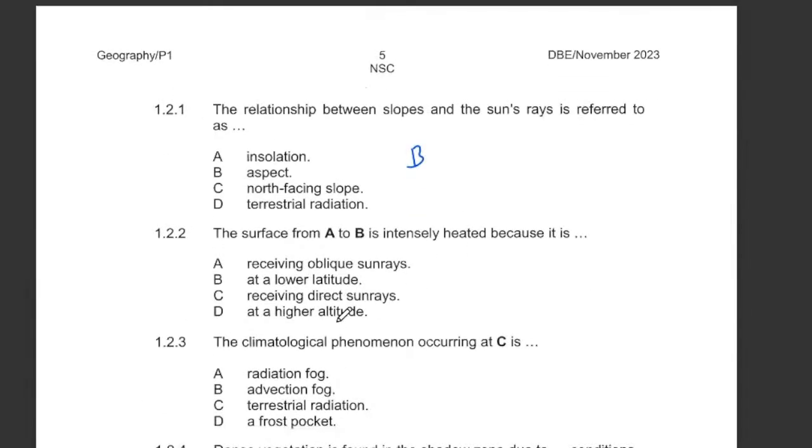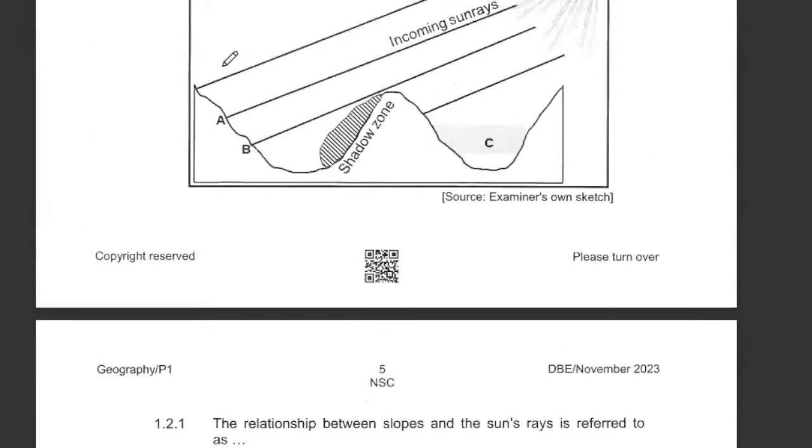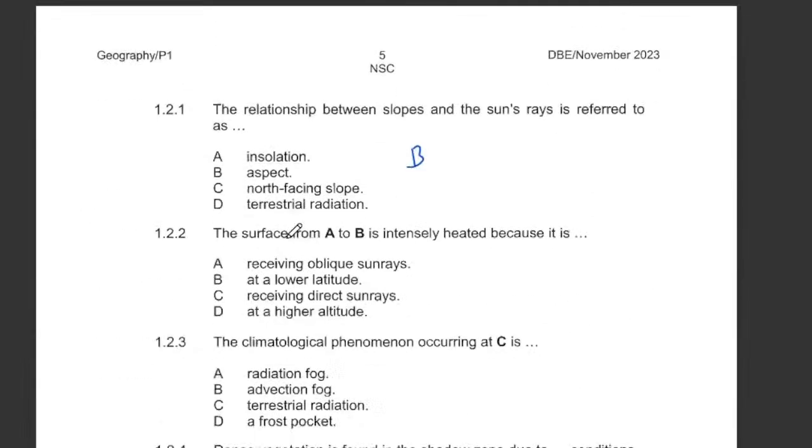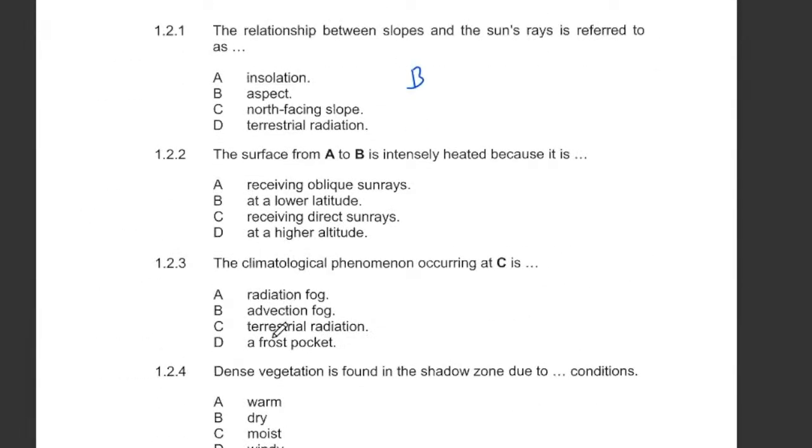The surface from A to B is intensely heated because A is at a higher altitude receiving direct sun rays, and B is at a lower altitude and also receiving oblique sun rays. So the answer there is C.